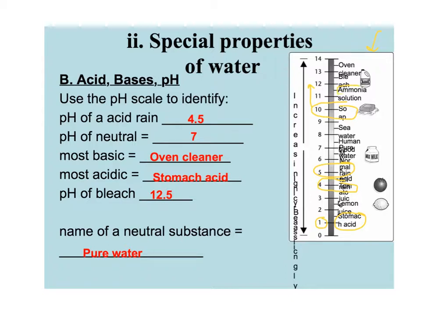Like ammonia, that's a cleaner. That's around a 10, 11.5. And when you get up here with like oven cleaner, getting up to 14, that's very dangerous. And remember, pure water is neutral, and that is 7 on the pH scale.